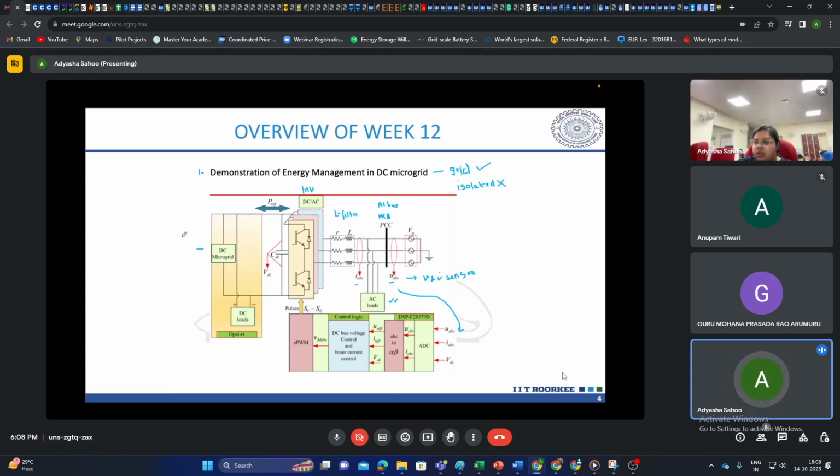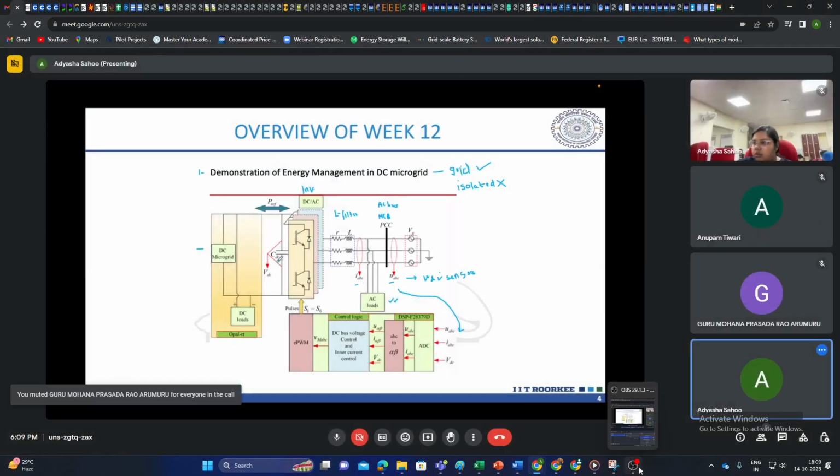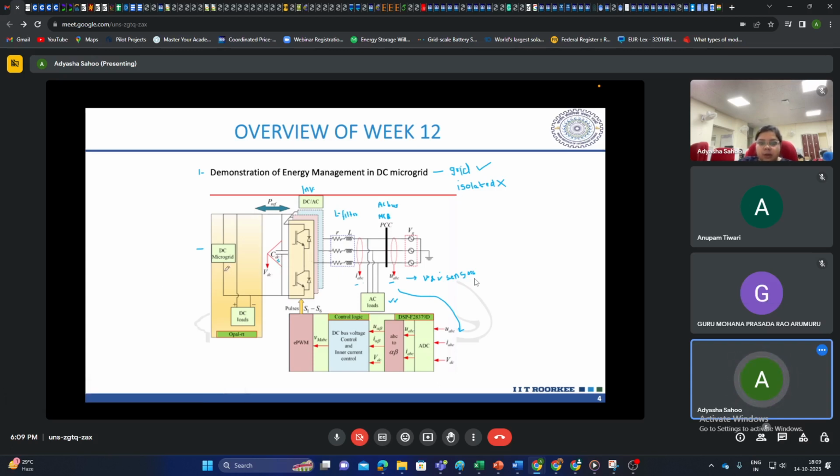Then coming to the DC side of the inverter, here you can see the DC link capacitor, this one. Yes, this is the DC link capacitor basically, and this is a microgrid connected to variable DC loads here, right? And this DC microgrid is in the OpenRT platform. The control logic is done in the DSP platform.